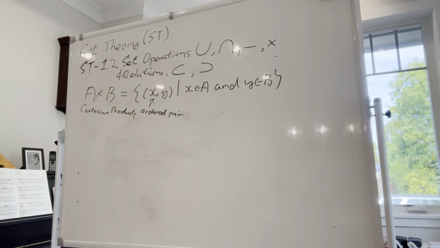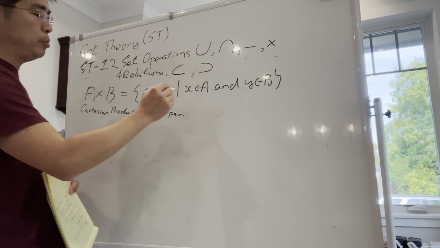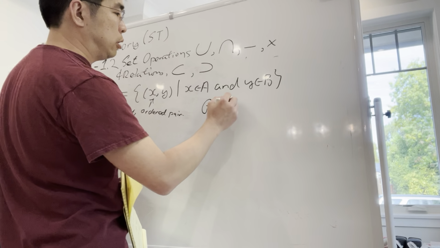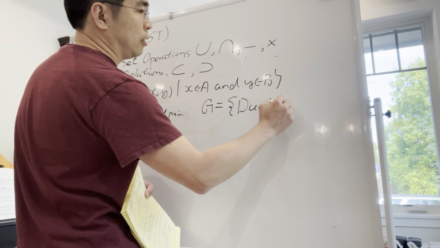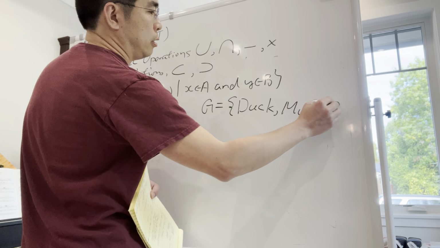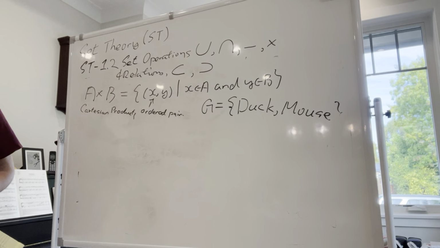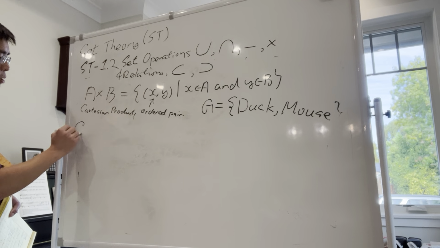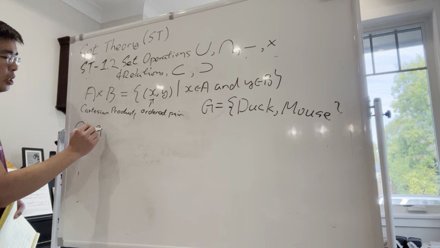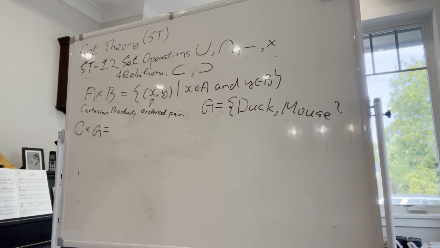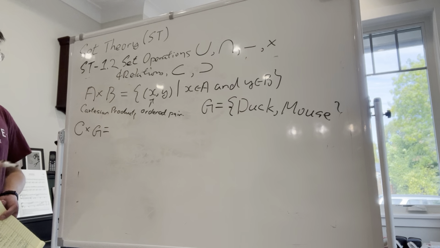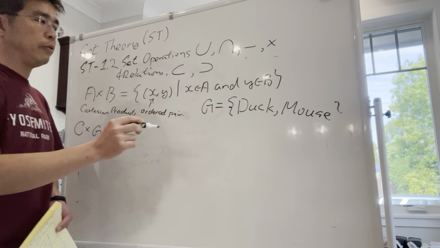Let me give an example to illustrate what this is. Let's say we have a new set again, G, and it has 2 elements to it, duck and mouse. If you go back to your notes, C has 3 elements in it. Daisy, Donald, and Mickey. Then using this definition, can someone tell me some examples of elements inside this?